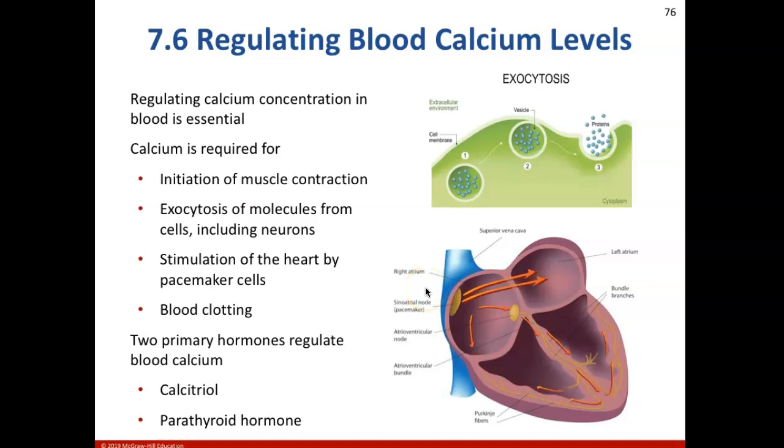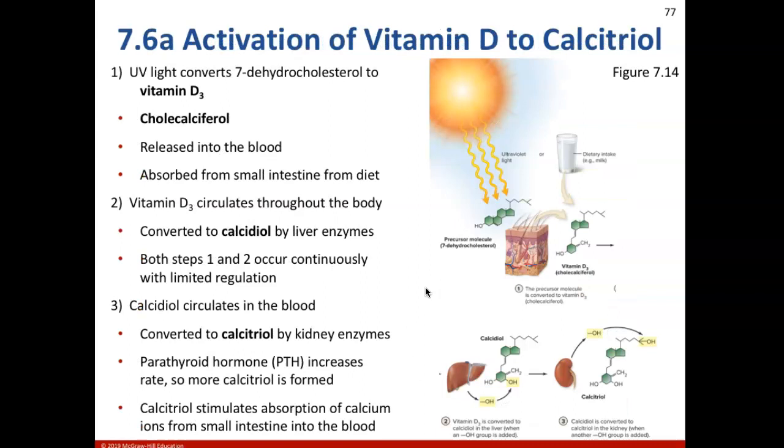Now there are two primary hormones that help regulate blood calcium, and that is calcitriol and parathyroid hormone. So we'll start off with talking about how we activate vitamin D to calcitriol. So first, UV light is going to convert 7-dehydrocholesterol to vitamin D3. And you can see that this is going to take place within our skin, or we can also get that from our dietary intakes, such as within our milk. And then that is going to be absorbed from our small intestines.